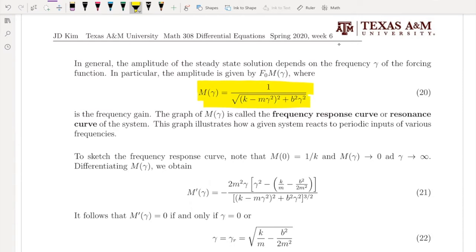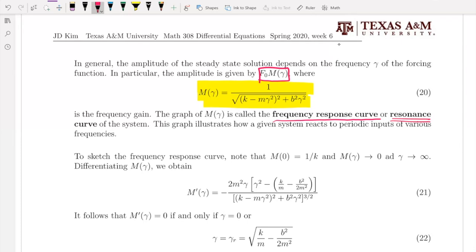Okay, so simply we can write the amplitude of the particular solution as f0 times M of gamma. We try to make a much simpler notation. So, as you talked about, we're going to say M of gamma is the frequency response curve, or resonance curve.